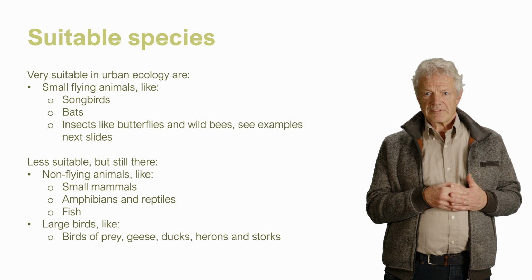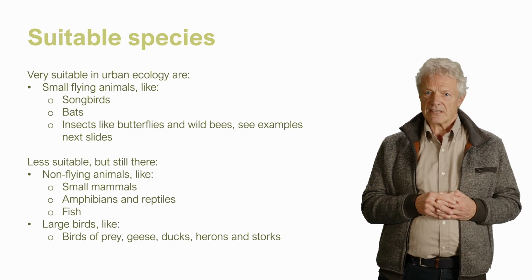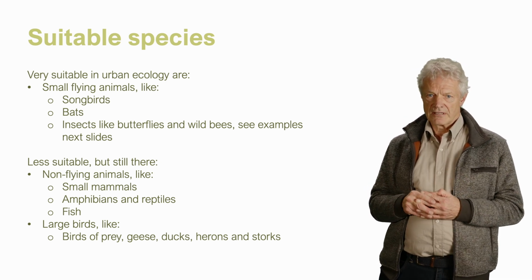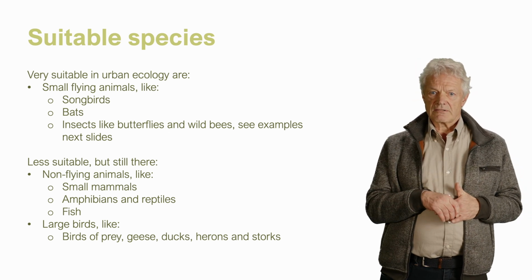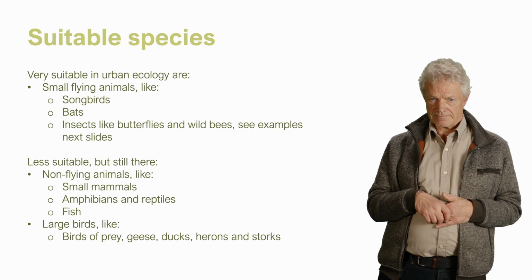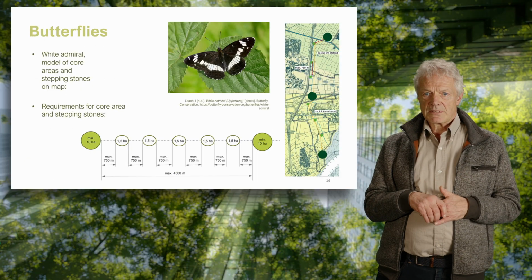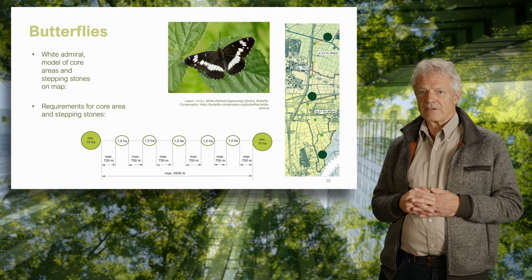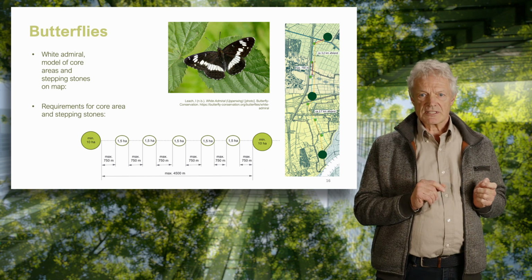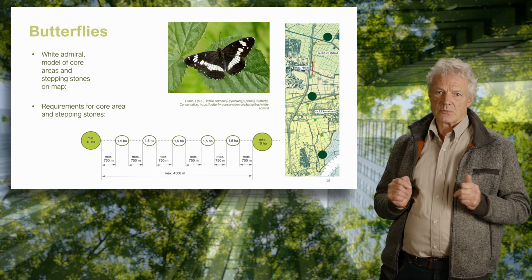However, the fact that these species can fly and easily cross a road still makes them dependent on an ecological network, because their range is not that great. To show that each species has its own requirements, we give two examples, of a butterfly and a wild bee, for which I have created an ecological network in the past.